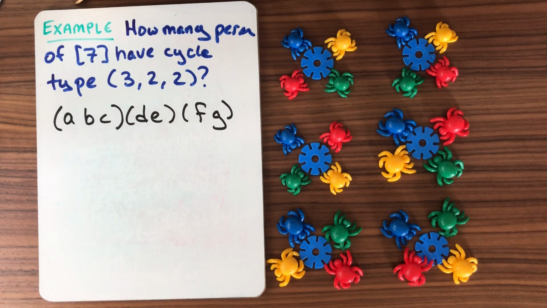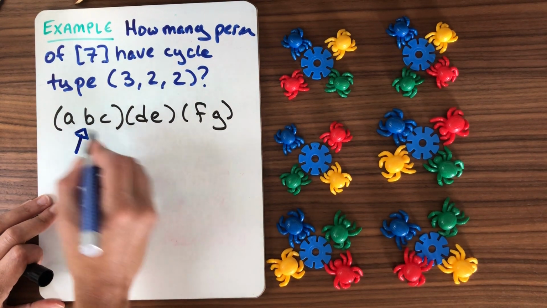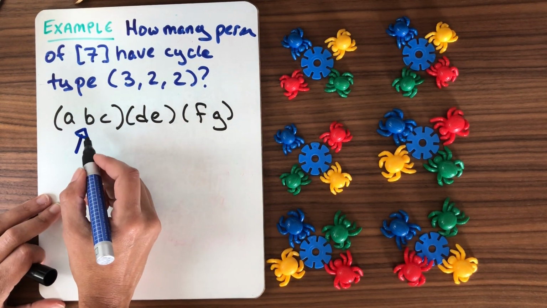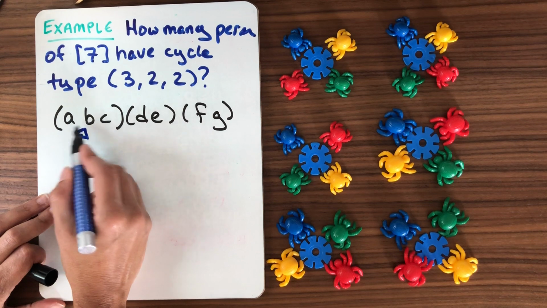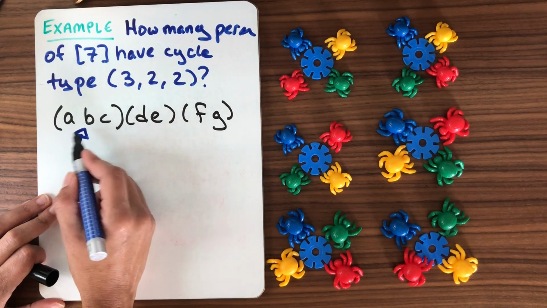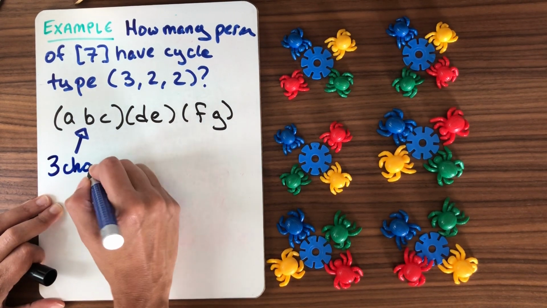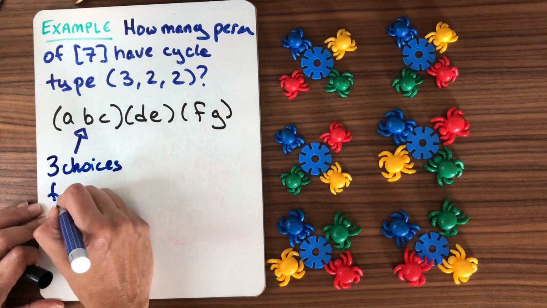Well, I can think here about what we just learned from this example. Here, I know that I could write this in a few different ways, right? So how many ways can I have a 3 cycle? Well, after I've chosen my 3 elements here, I have 3 choices for who's the head of the table.